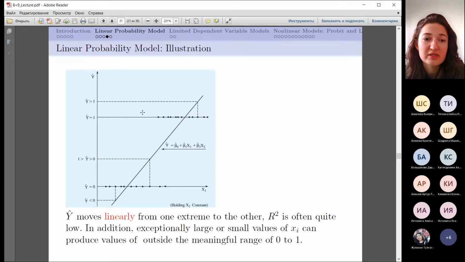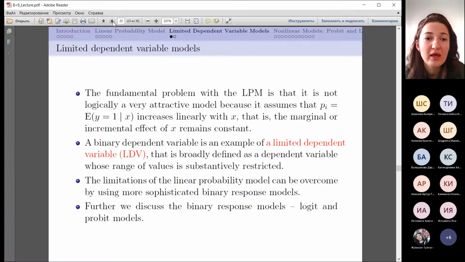The first main problem we discussed is that in most cases you can obtain predicted values of your dependent variable that are higher than 1 or less than 0. And the second main problem, if we use the linear probability model, is that you have a linear, constant effect of your independent variables on the probability. And in most situations, this is also not true. This is not right.